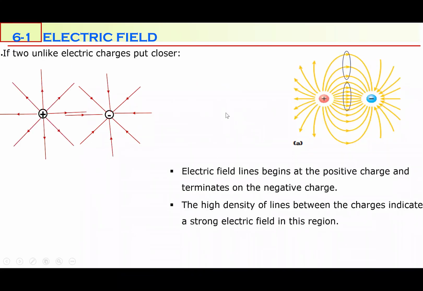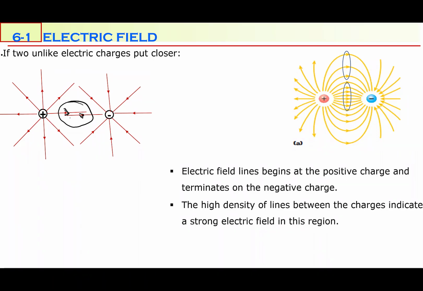So one positive and one negative, if you put them close to each other, so between the charges, look at the direction of the electric fields. So from positive charge, it is outward. For negative charge, it is inward. Look at their directions. Are they in the same direction at this region? Can you see it? Look at the arrows. Yes, they are.